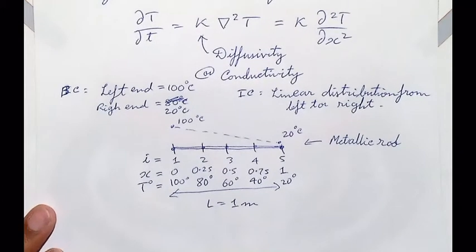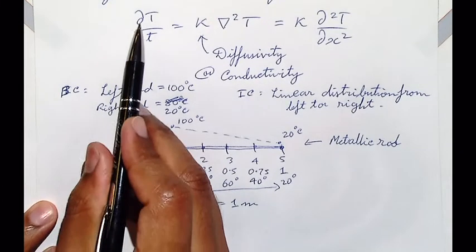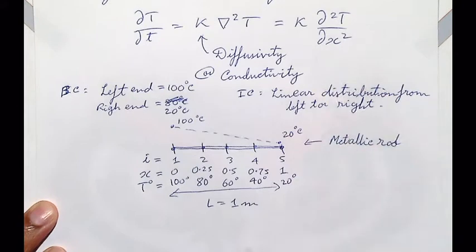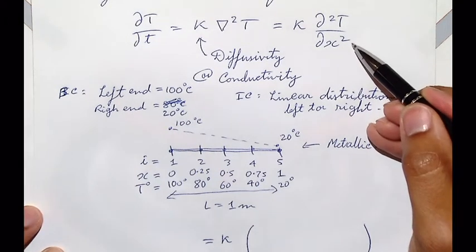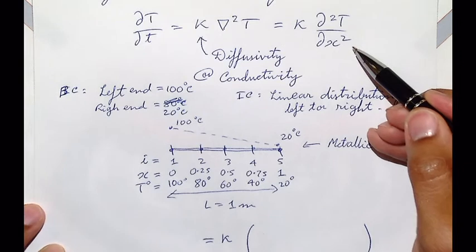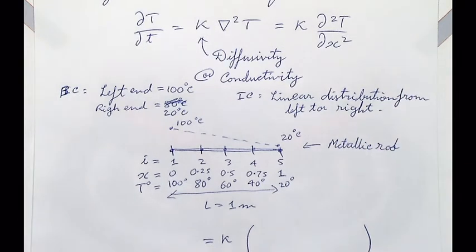Right, I'll let you do this for me. So let's do the right hand side first, okay? So this becomes kappa times something. What is the something here? d2T by dx squared. How can we write this numerically? Yeah, this is just nothing but the second derivative of temperature.